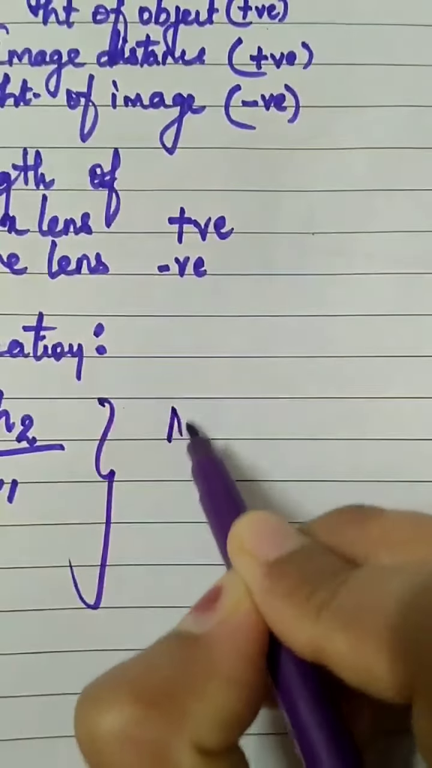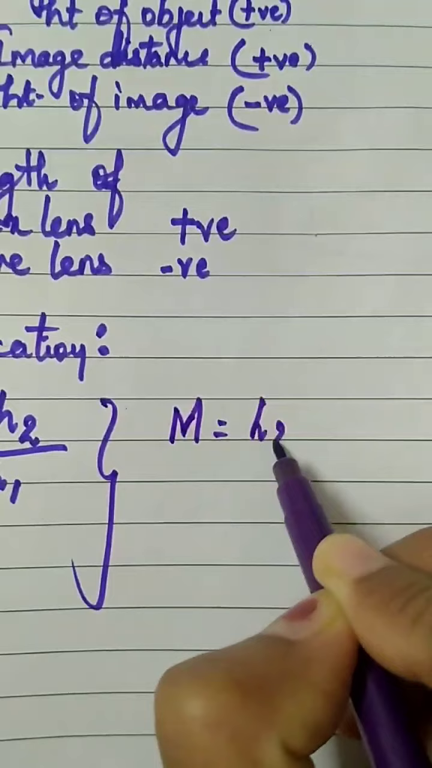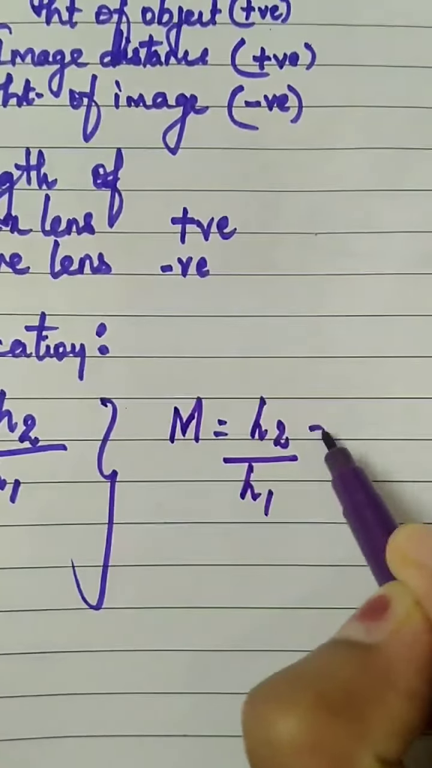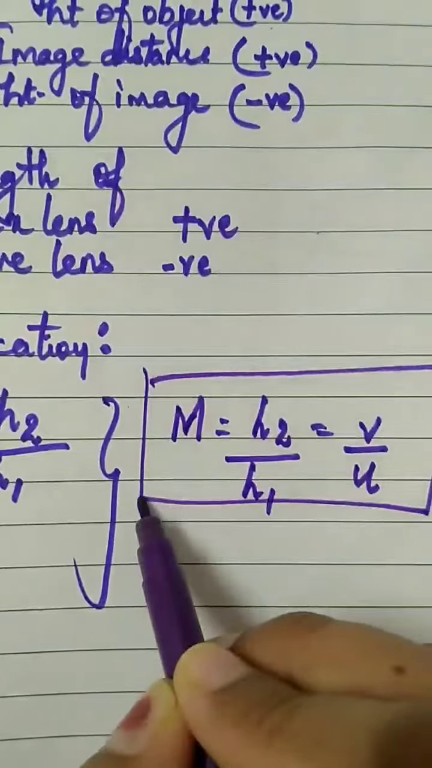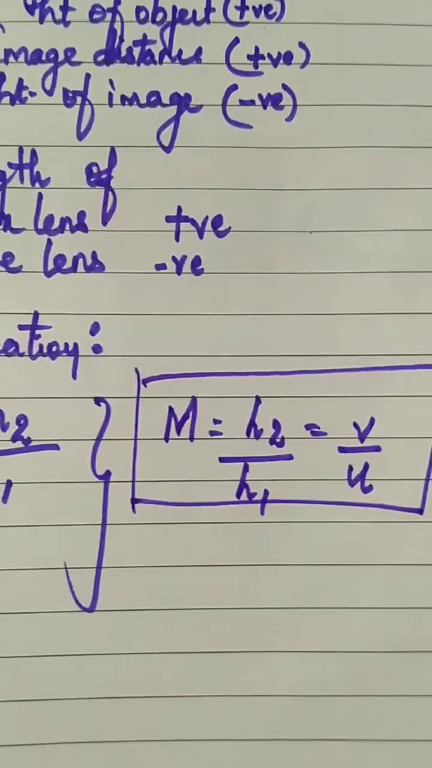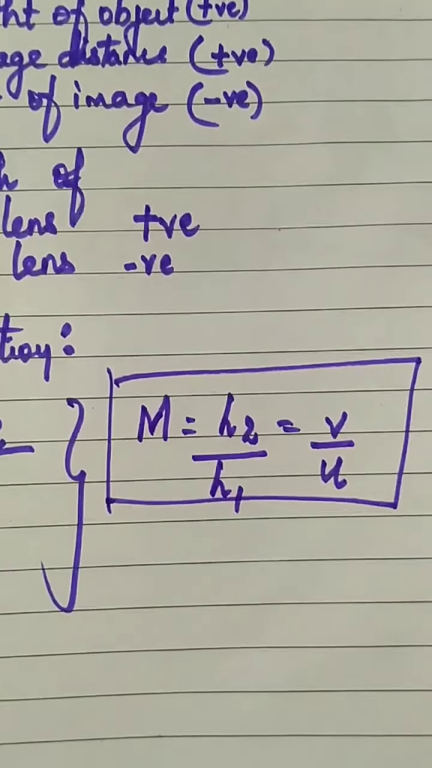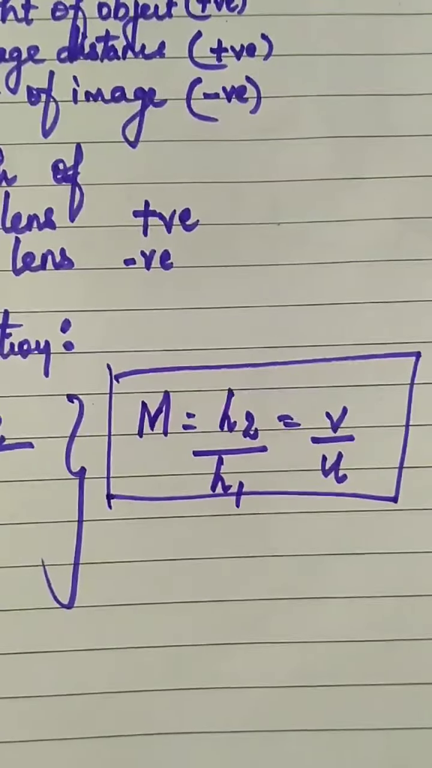So we will club this together and we will write it as m is equal to h2 upon h1, which is equal to v upon u. Learn it by heart. We need it for numericals. M is equal to h2 upon h1, which is equal to v upon u.